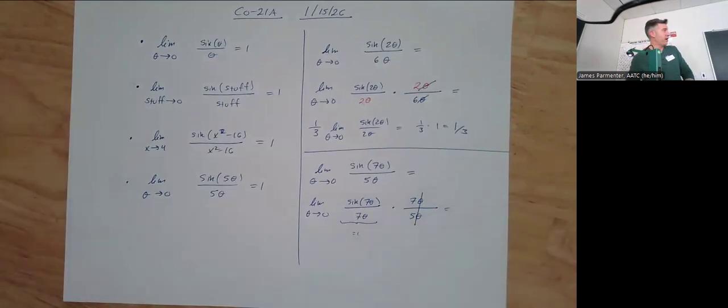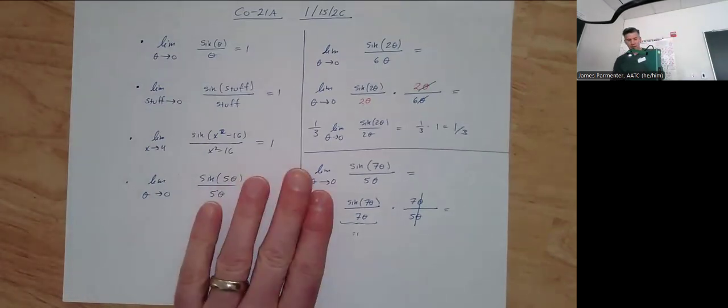Now, I should be careful here. I'm being a little bit disingenuous with what I've written. Sine of 7 theta divided by 7 theta is not equal to 1. The limit as theta approaches 0 of sine of 7 theta over 7 theta is equal to 1. Not the same thing, right? The limit is what gives us the actual value here.